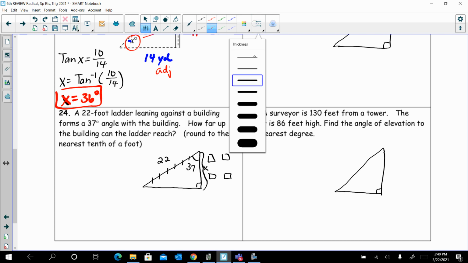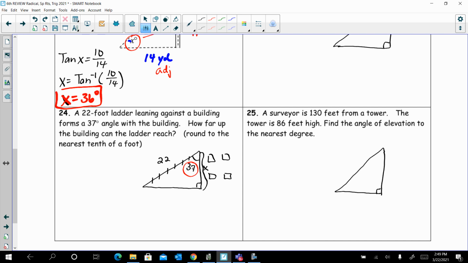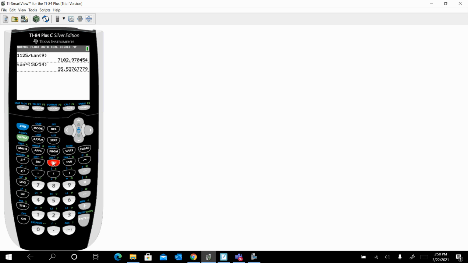All right, so I have this angle, circle the angle. This would be the adjacent part. This is your hypotenuse where the ladder is leaning. If I'm dealing with adjacent and hypotenuse, that's cosine. So I do cosine of 37 equals adjacent x over hypotenuse 22. Now, because the x is on top, that tells me to multiply. So 22 times the cosine of 37. Now it's calculator ready. You're going to plug that in. So when you go to your calculator, you hit cosine.